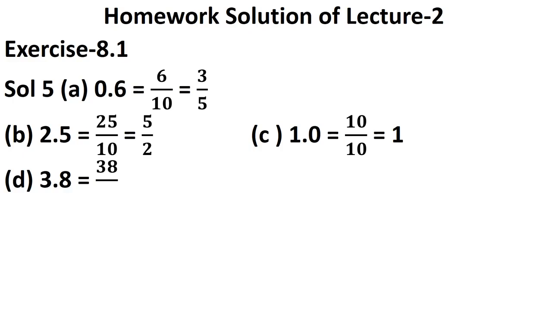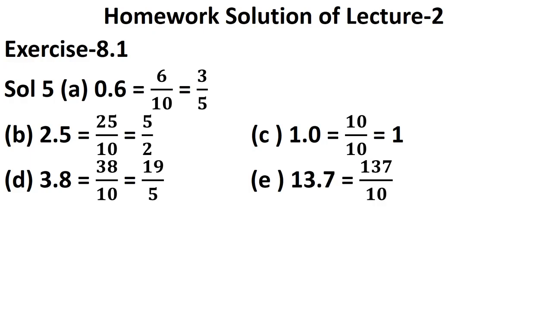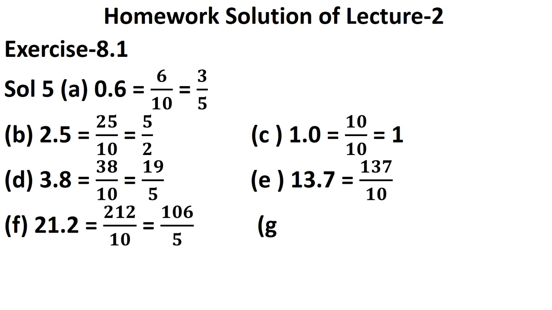D part is 3.8. Again, 10 will come in the denominator. 38 upon 10. You have to divide it by 2. 13 decimal 7 will become 137 upon 10. It is already in the simplest form. It will not cut with any number. F is 21 decimal 2, which will become 212 upon 10, which is equal to 106 upon 5. 6 decimal 4, 64 upon 10, which is equal to 32 upon 5.